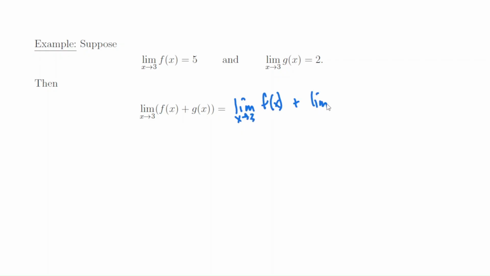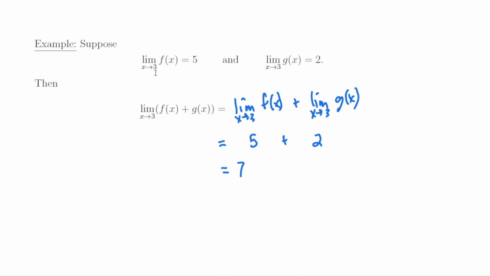You can write it like this: the limit as x approaches 3 of f of x plus the limit as x approaches 3 of g of x, right? The limit of the sum equals the sum of the limits. And this limit was just 5, and this limit was 2, and so our answer is 7. Okay, so that's pretty clear, right? And this makes sense, right?